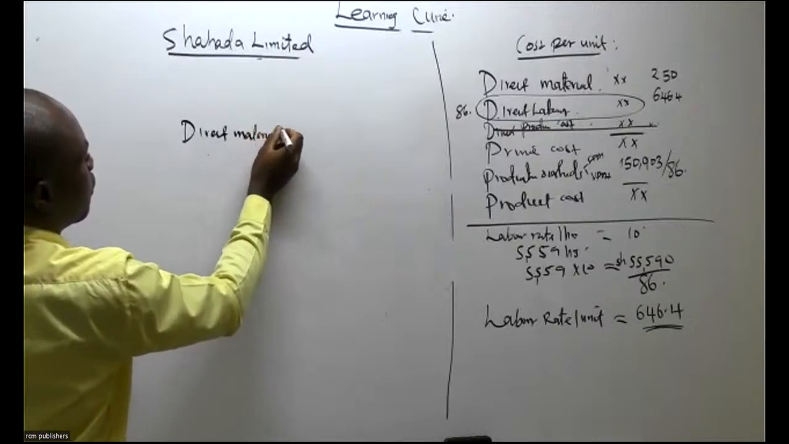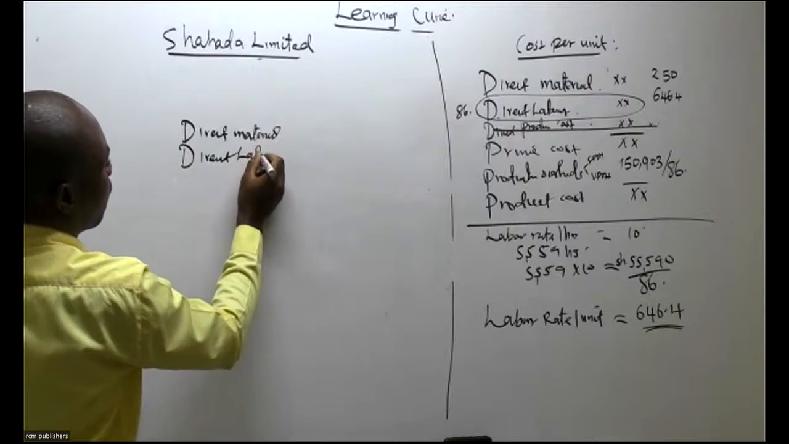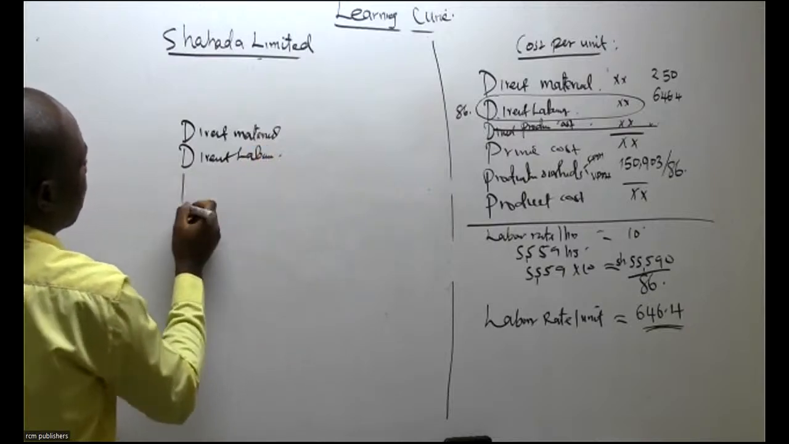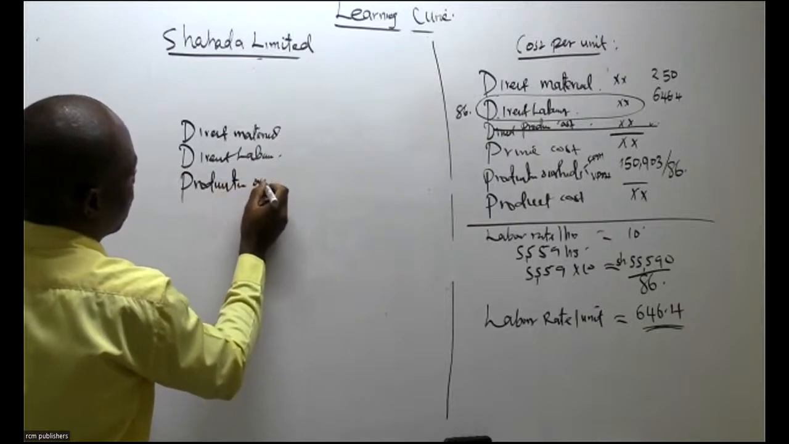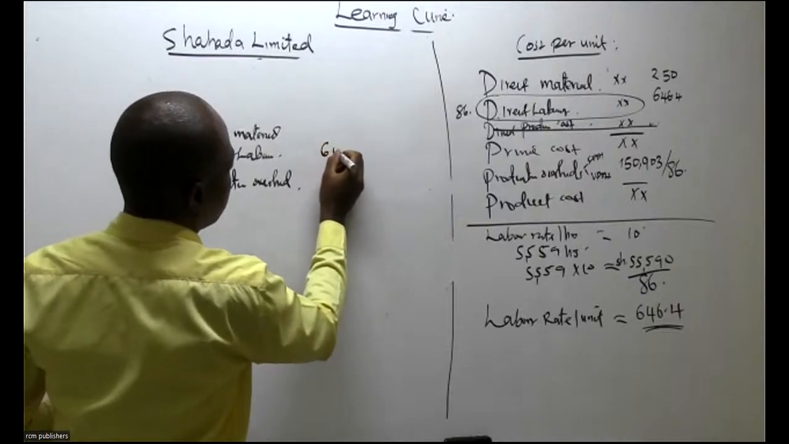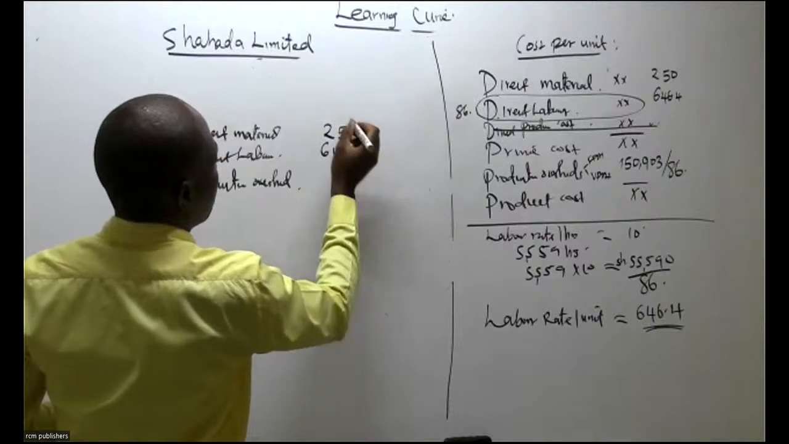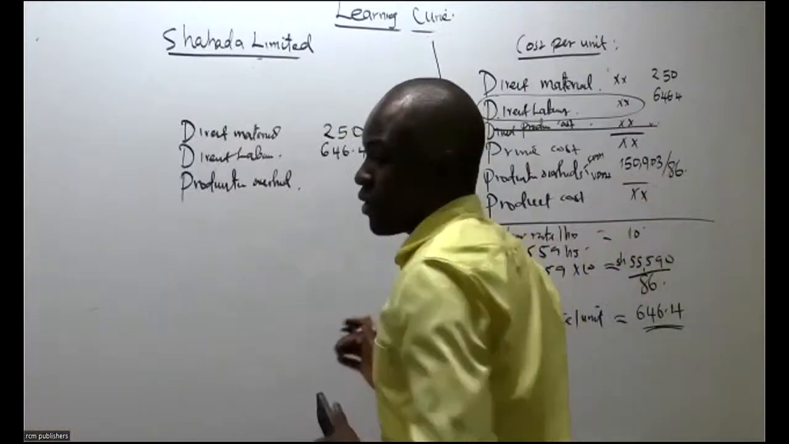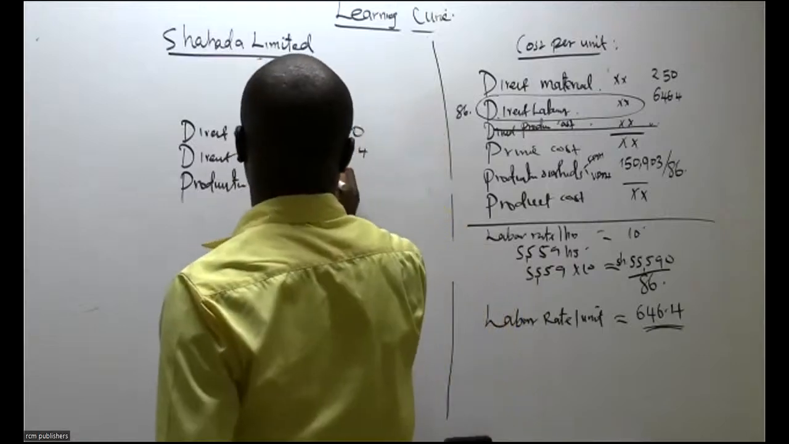Direct material, direct labor, then production overheads. So direct labor has been given 646.4. This one you are given 250 per unit. And this other one you are now giving me 1754.7.